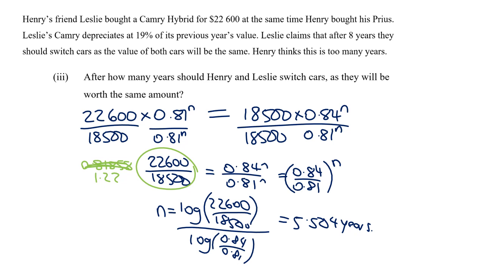So that's just the number 1.22. The 0.84 divided by the 0.81, again, that's just a number. 1.04. Okay, so that there is just the number 1.04. And so this here is just n equals the log of 1.22 over the log of 1.04. If you do that calculation, it's going to be roughly 5.5. I've just kept those numbers unrounded, if you like. Happy with that?